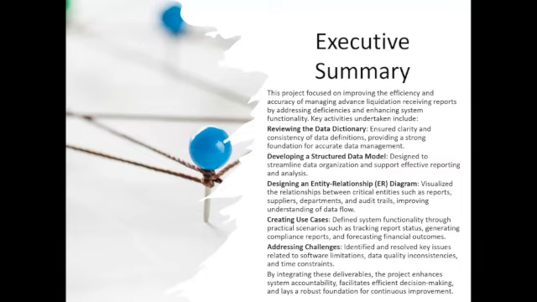Starting with the executive summary, we first reviewed the data dictionary. We ensured clarity and consistency of data definitions, providing a strong foundation for accurate data management. This step also highlighted areas where we require standardization across the departments. The next step was developing a structured data model, designed to streamline data organization and support effective reporting and analysis. We were able to ensure that our model has the scalability to handle increasing data volumes. And the next step we did was designing the ER diagram, the entity relationship diagram.